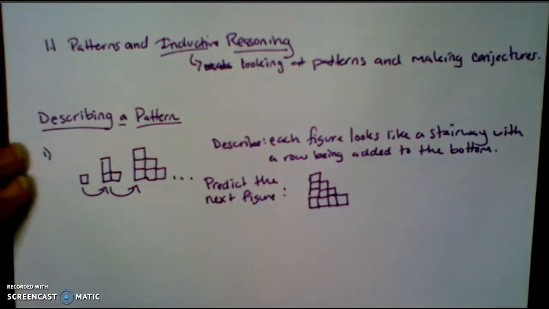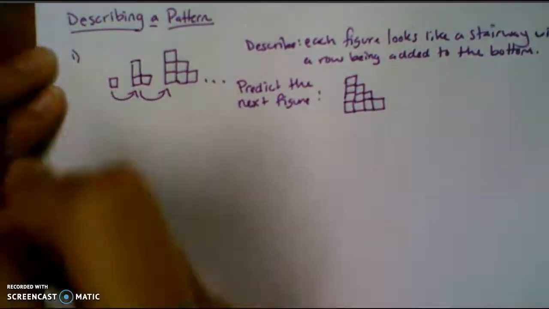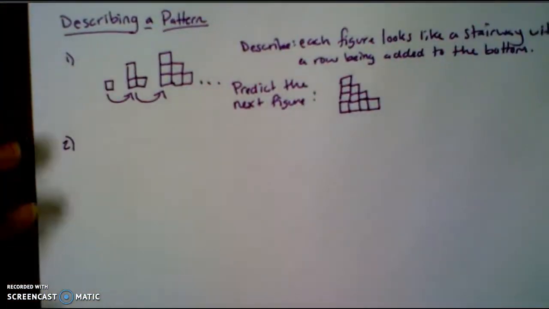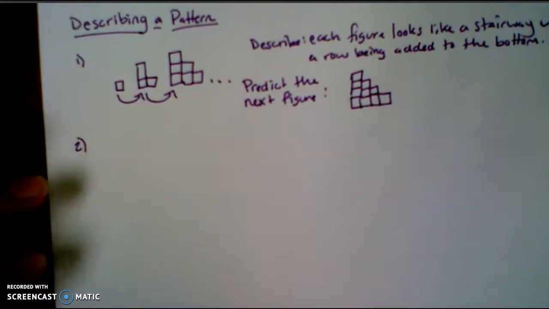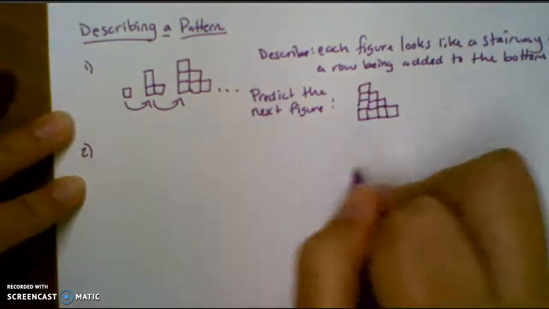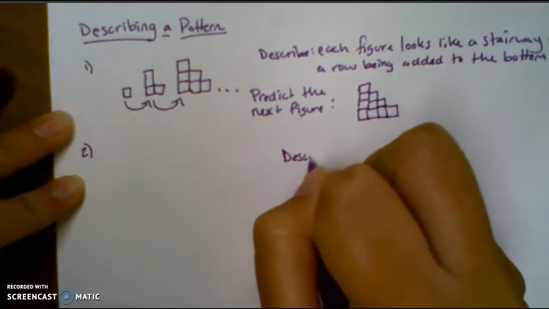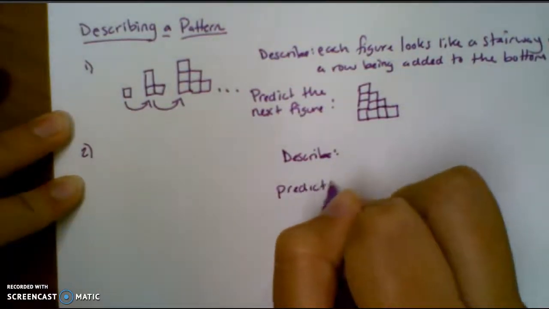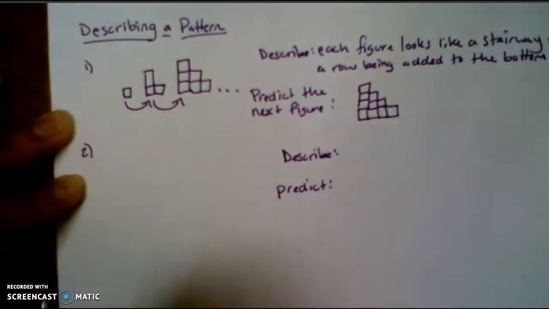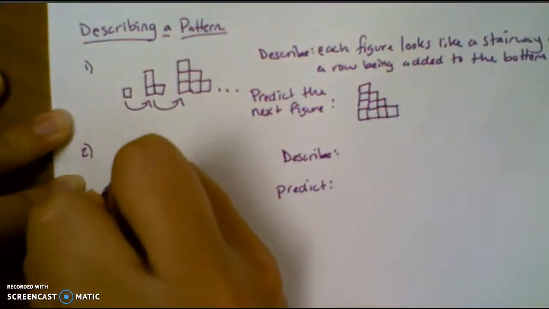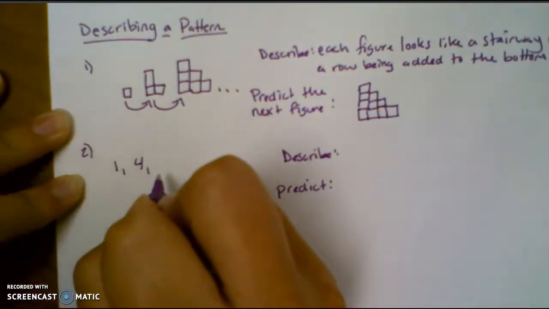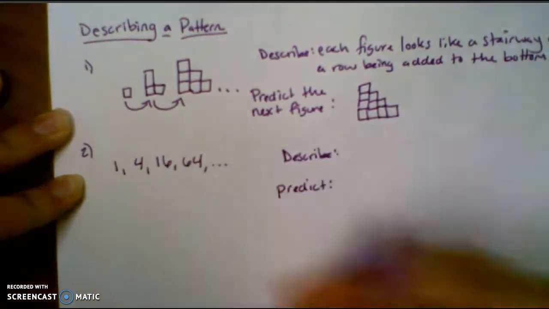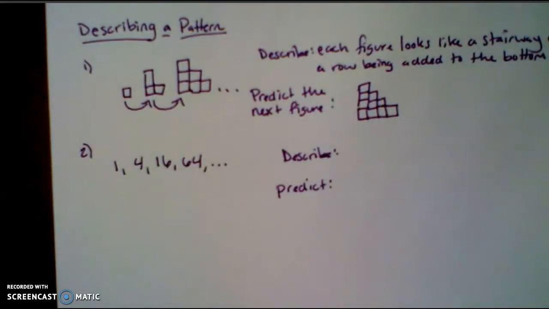Now we can also have them with numbers, so let's look at a couple of those, because I think there are a lot more options on those. We're going to describe the pattern and predict it. I'm just going to write that over here. We're going to describe and predict. The pattern that I'm going to give you is 1, 4, 16, 64, and it's going to keep going.